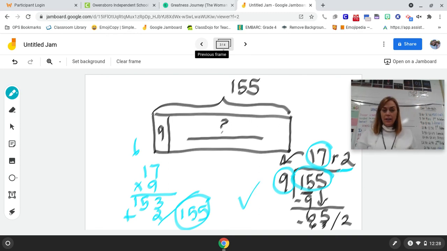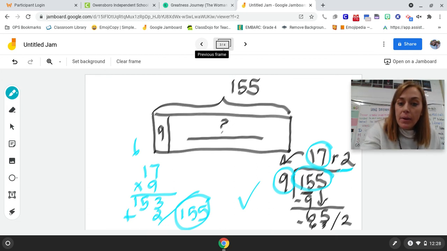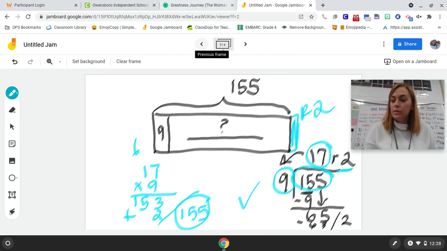So I know that I can fit 17 total nets using 155 meters of netting, and then I'm going to have 2 left over, right? So I'm going to have 2 meters left over that I could just tack on here, remainder of 2. Okay?